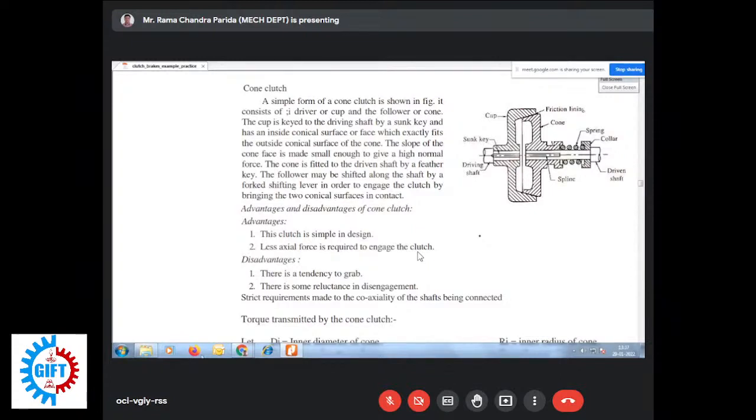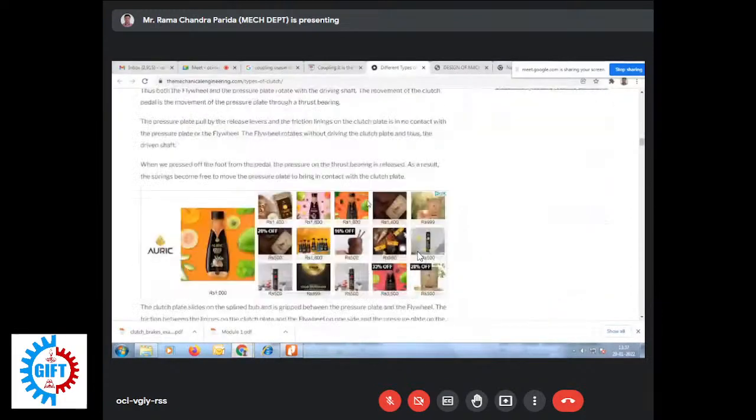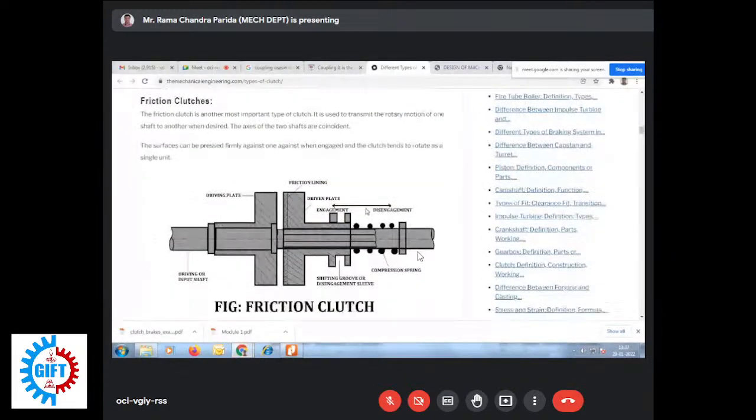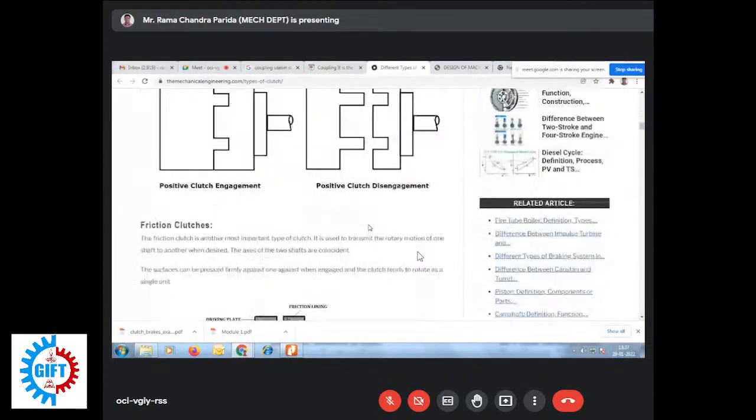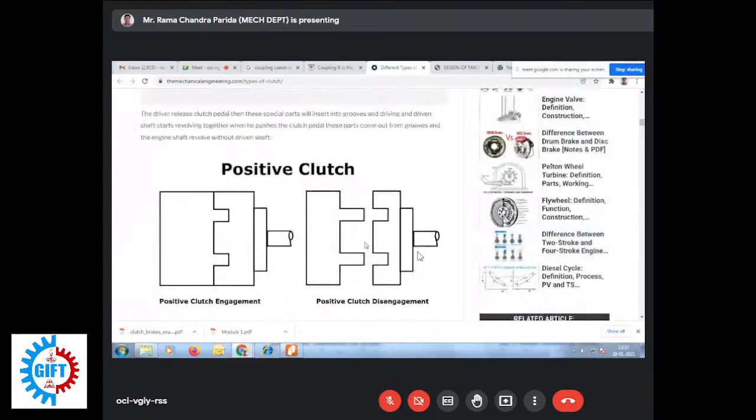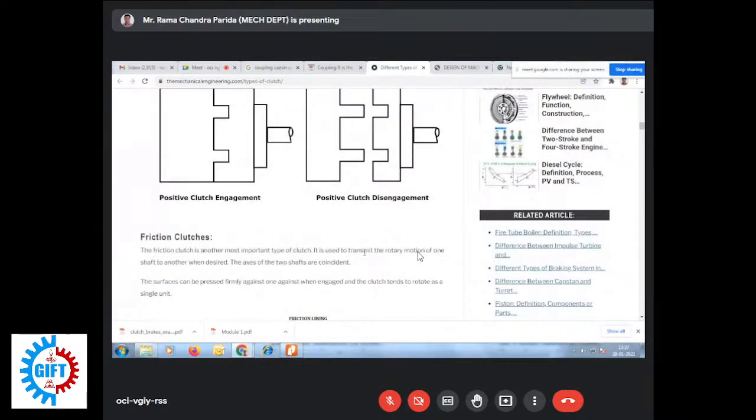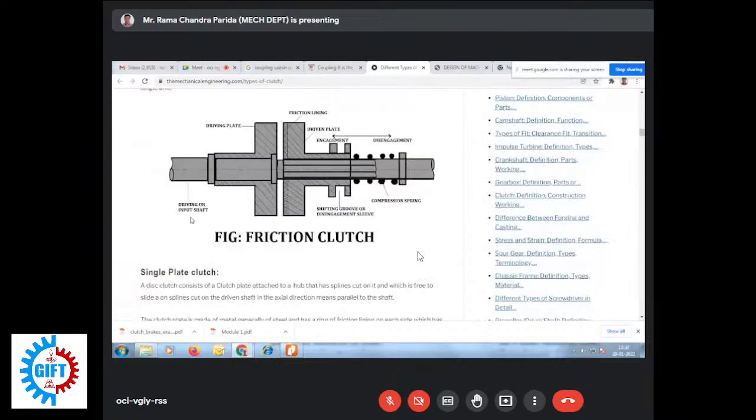Actually, there is another diagram. You can see how it looks. This is the positive clutch, already explained. This is the friction clutch diagram. You can see one is a driving plate, another is a driven plate. There is a chance of engagement. Here engagement takes place when it moves backward, and when it is forward, there is a disengagement. So the spring groove is there, in between which engagement and disengagement take place. A compression ring is there.